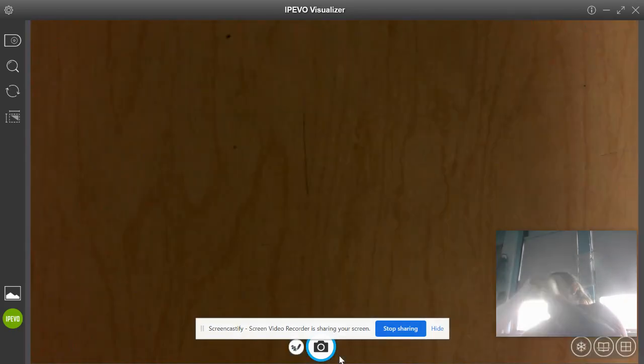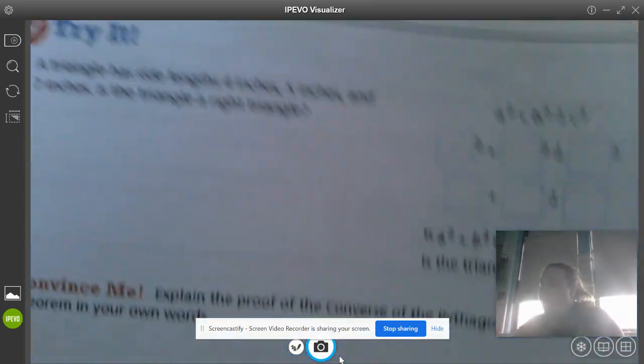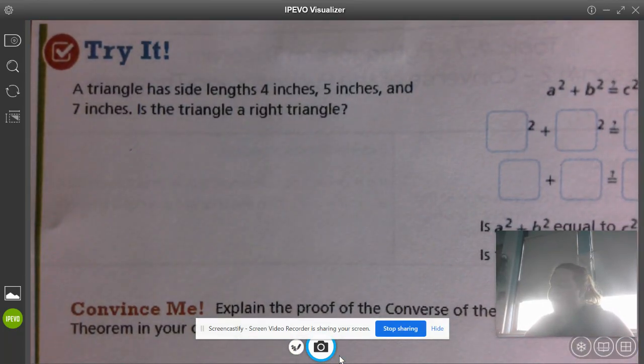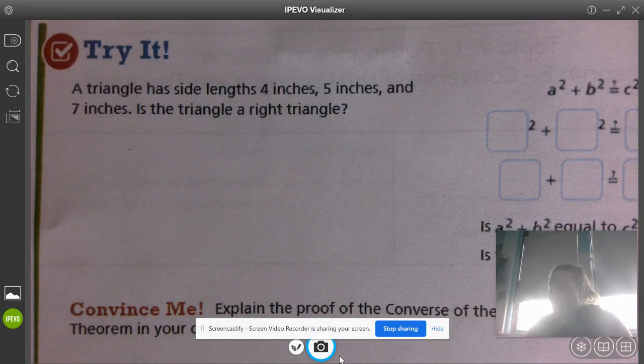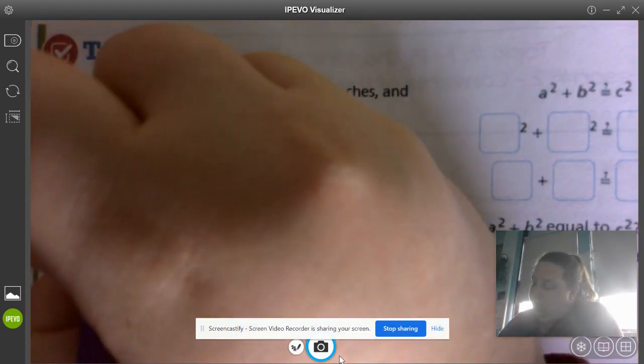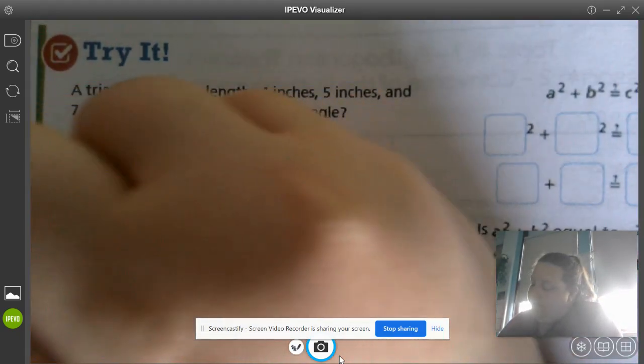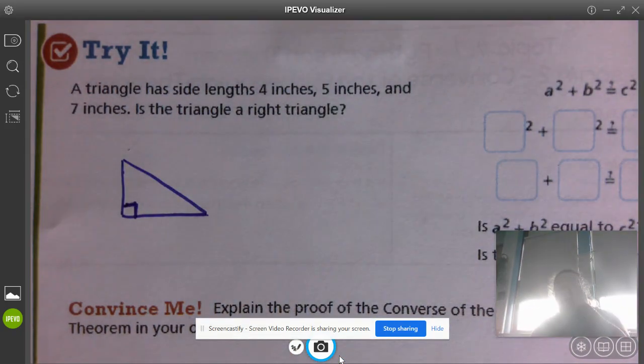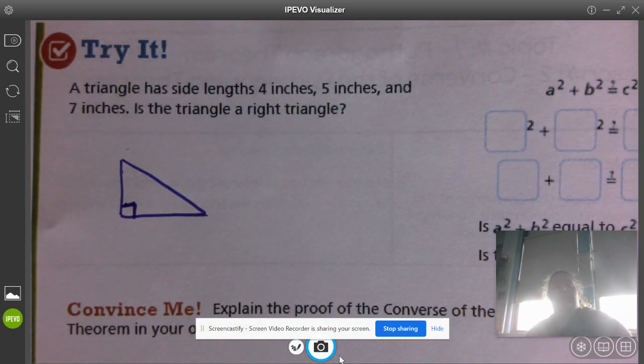So we're going to go ahead and start with the try it. Okay. So I'm a visual person, so I'm going to draw out a little triangle since they didn't give us one. So here's my right angle, and I'm going to go ahead and fill it in. The triangle has side lengths 4, 5, and 7. So those are the three sides.